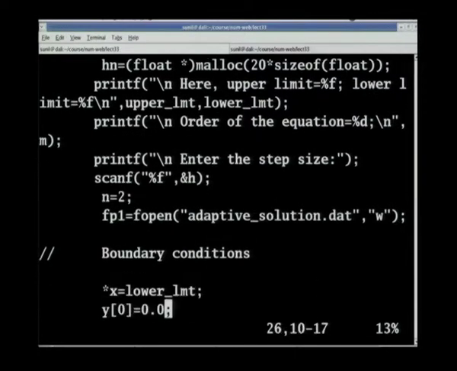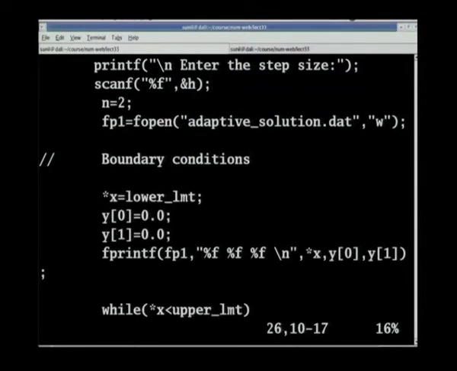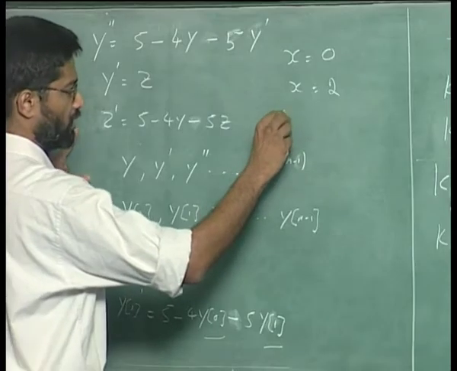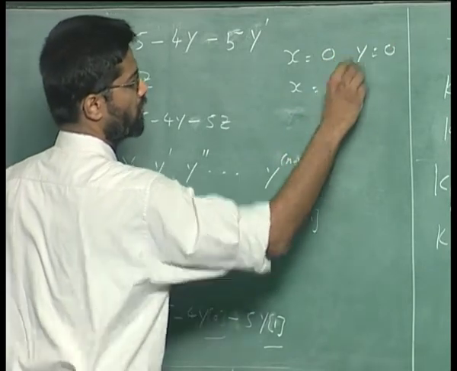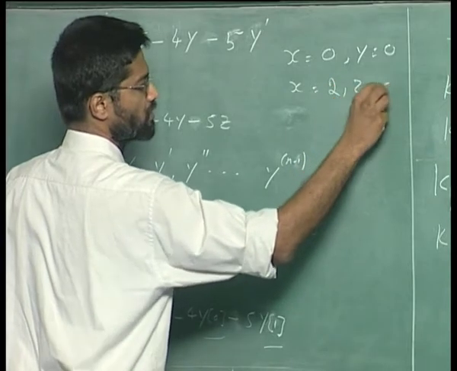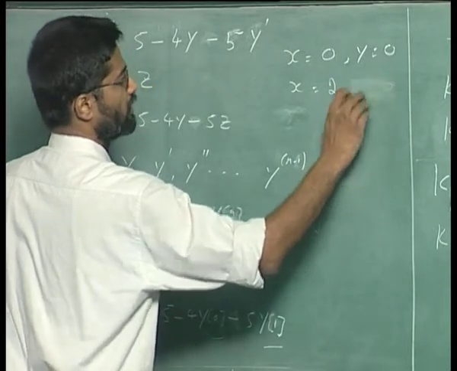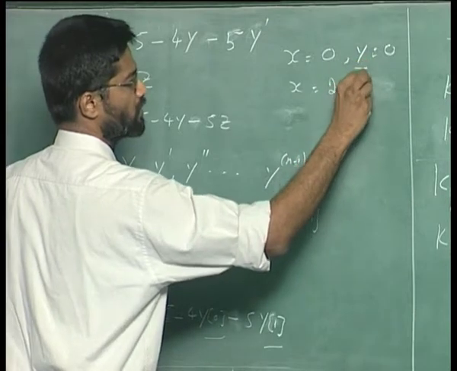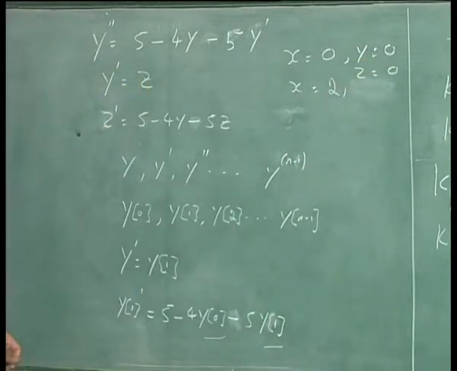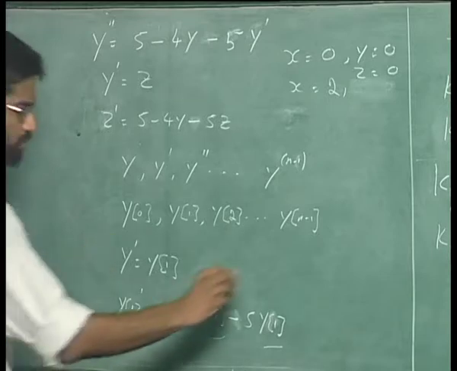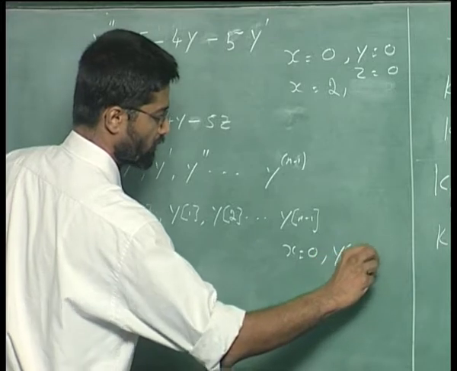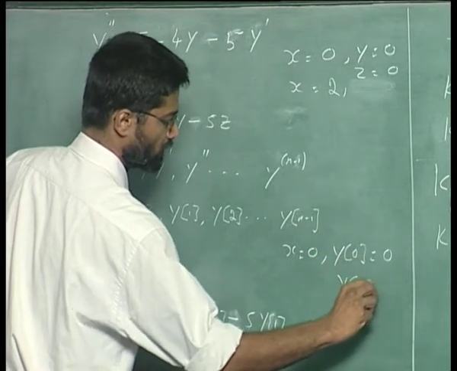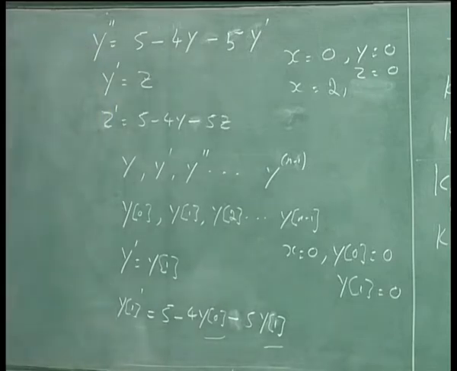So now we have the boundary condition specified here. Both the boundary conditions, y 0 and y 1, are 0. Sorry, at x equal to 0, y is 0, z is 0. Okay, that translates in this language to at x equal to 0, y of 0 equal to 0, y of 1 equal to 0. Okay, so that is our boundary condition.